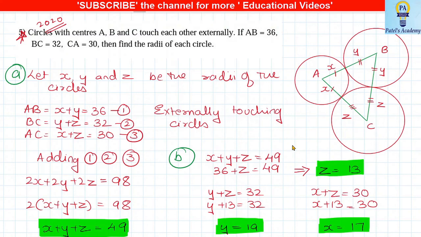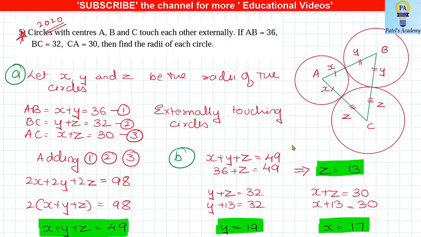We have 3 circles touching each other. I've done the figure with centers A, B, C. So when I join the centers, I get triangle ABC, and they have given the values of AB, BC and AC. The question is, you have to find the radii of each circle. So I've written, let x, y, z be the radii of each circle.